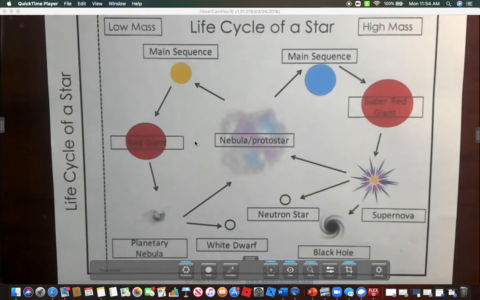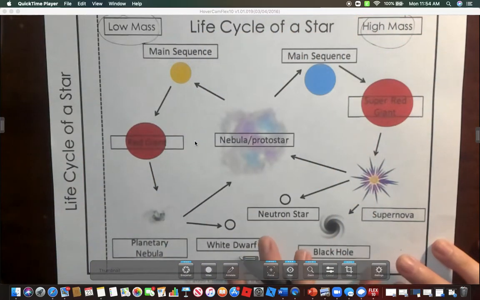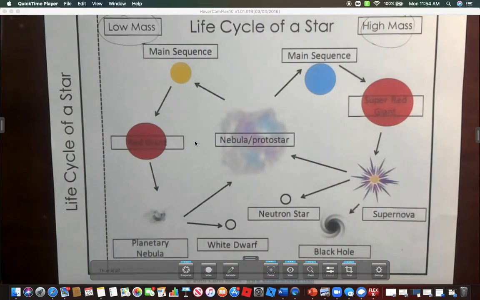Basically, we're going to learn about the life cycle of two types of stars: low mass stars and high mass stars. They're similar, but not exactly the same. The first thing you need to understand is that a star is kind of like a living thing or a person in that it goes through different stages of its life. Stars start off as young baby stars, then they evolve into grown stars, and then eventually they die. So we're going to start by talking about the low mass star.